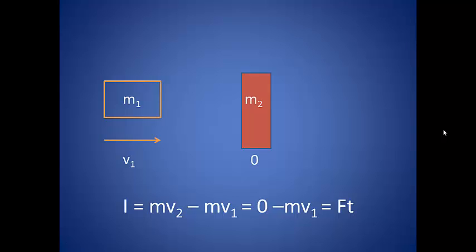If you imagine a car traveling at a certain velocity, hitting a brick wall, the car will come to rest upon hitting the brick wall very quickly. The mass will not change, but the velocity will become zero. The impulse will be the change in momentum, which is mass times the second velocity, subtracted from the mass times the first velocity. In this case, it ends up being negative mv1 because the final velocity is zero. That in turn equals the force times the time.